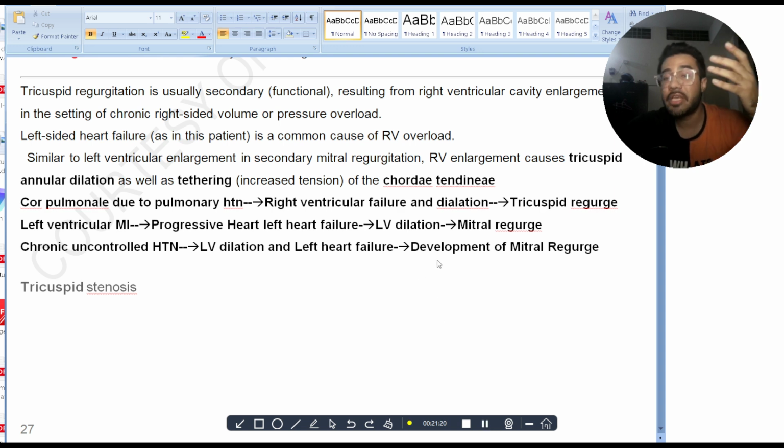But if you see a murmur of mitral regurg, that is most probably secondary to left heart failure and LV dilation, and the left ventricular dilation would result in mitral annulus enlargement, so the valves would become incompetent, they would not approximate properly, and then we will have mitral regurg.